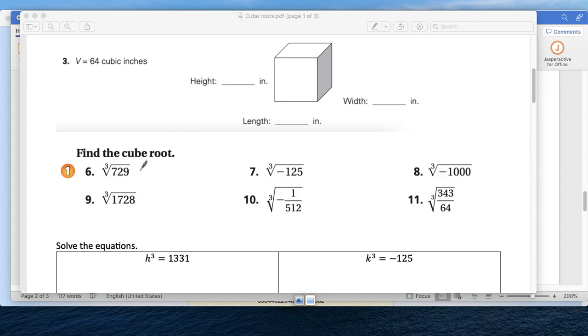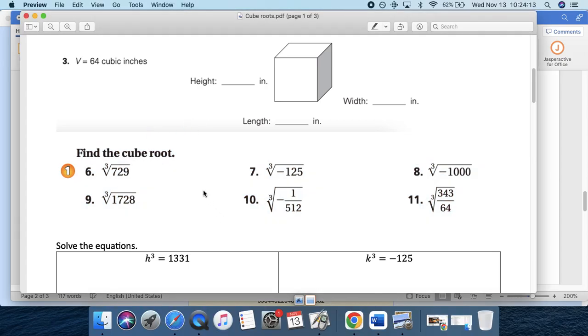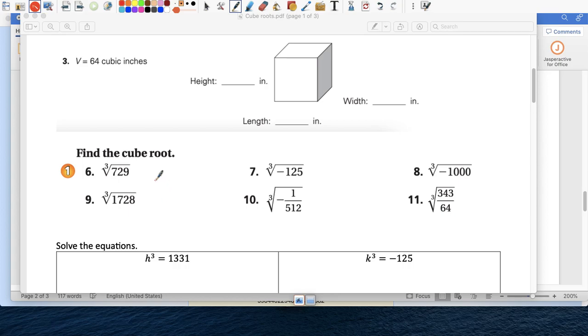Again, if you take the cube root, what's the cube root of 729? It's 9, because 9 times 9 times 9 is 729. The cube root of negative 125, so remember the cube root of a negative number, you can already say it's a negative. In this case, it's going to be negative 5. The cube root of negative 1,000 would be negative 10, because 10 times 10 times 10 is 1,000. The cube root of 1,728 would be 12, because 12 times 12 times 12 is that.